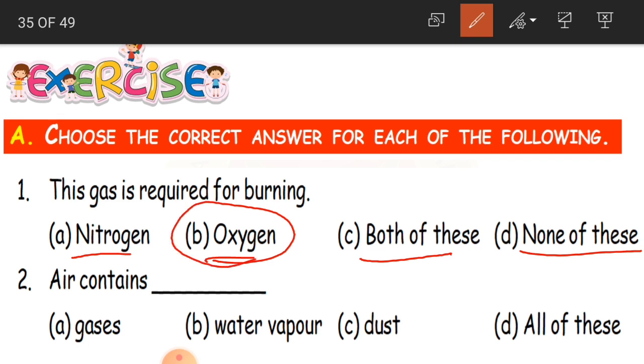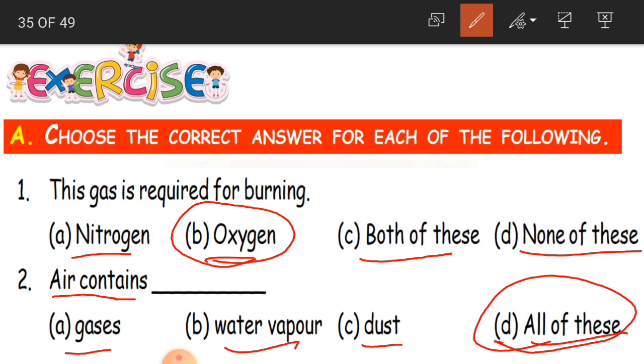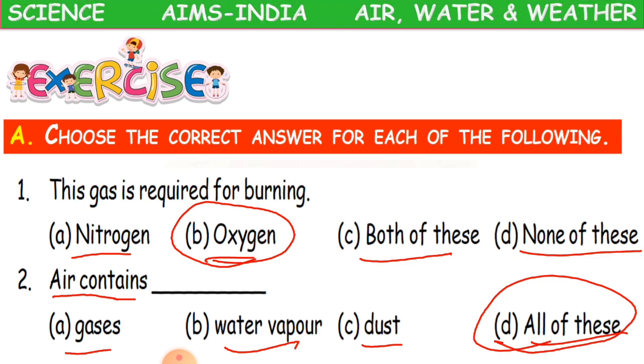Oxygen is very important for us. Not only for our breathing, children, even this gas is required for burning. Okay. Now, second question. Air contains gases, water vapor, dust and all of these. Air contains all these three: gases, water vapor and dust. So the answer is D option. All of these. Clear, children?